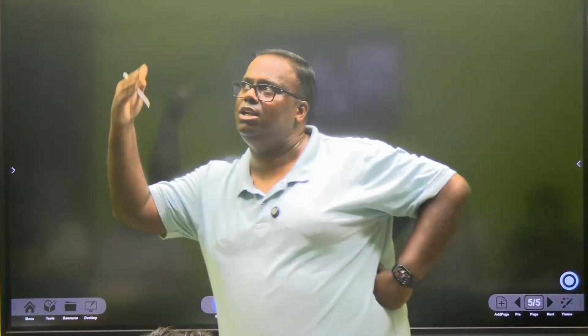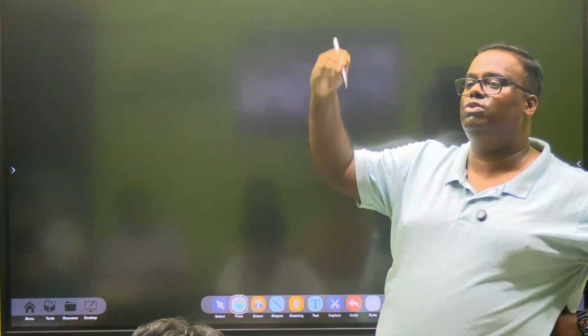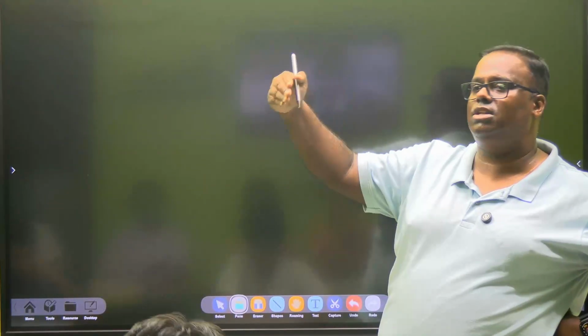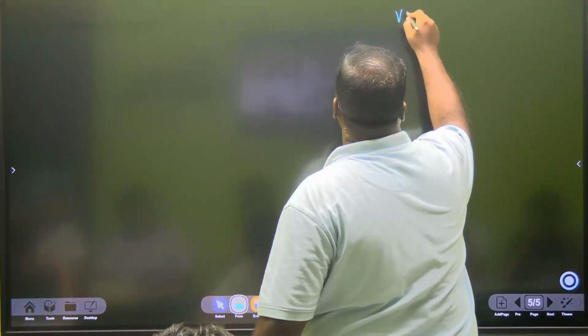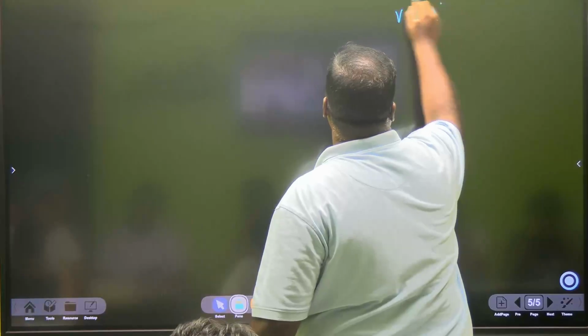And from this, mathematically, how do we say? I is directly proportional to V. So V is directly proportional to I. So V is equal to some constant into I. That constant is called R. Understood? So V is equal to IR. This is your new equation that you have got today.